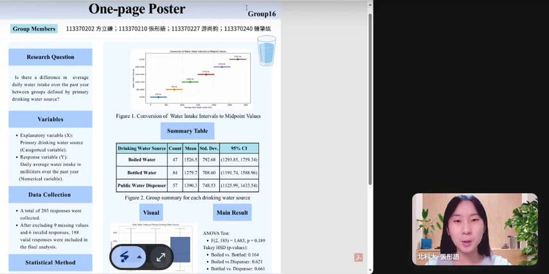For the variables, we have an explanatory variable and a response variable. The explanatory variable is the primary drinking water source, including boiled water, bottled water, and public water dispensers. It is classified as a categorical variable. The response variable is the average daily water intake in milliliters over the past year. We divided the water intake into 6 intake intervals and converted each interval into a midpoint value for analysis, and it is classified as a numerical variable.